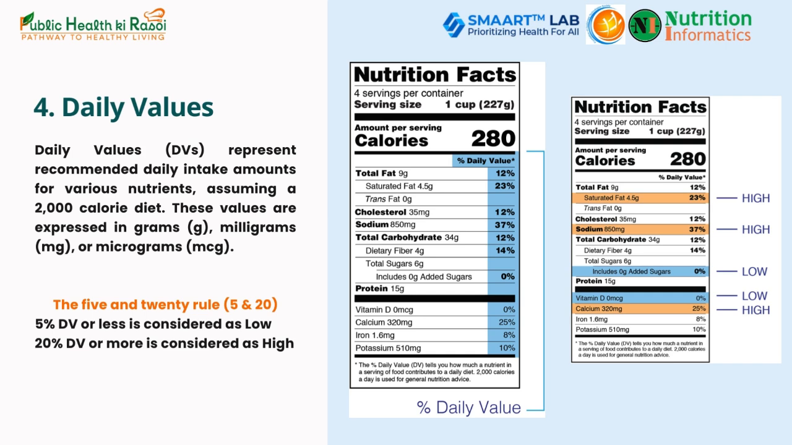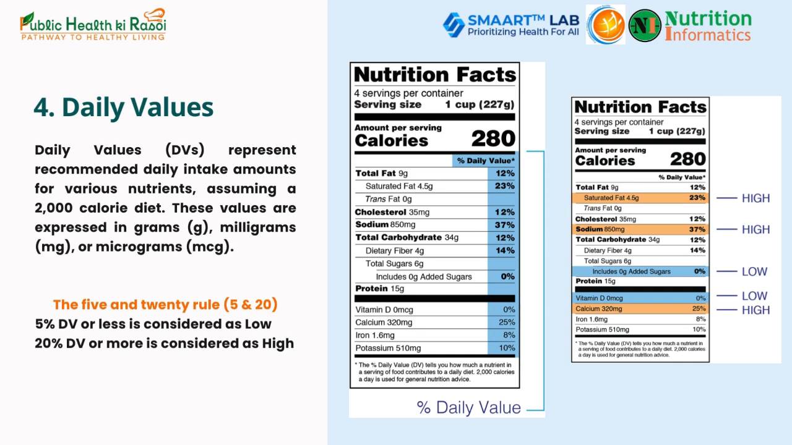Lastly, the daily values section uses percentage daily value to help you understand a food's nutrient content. Daily values represent recommended daily intake amounts for various nutrients, assuming a 2000 calorie diet. The percentage daily value tells you at a glance how much of a specific nutrient a single serving provides relative to the recommended daily intake.